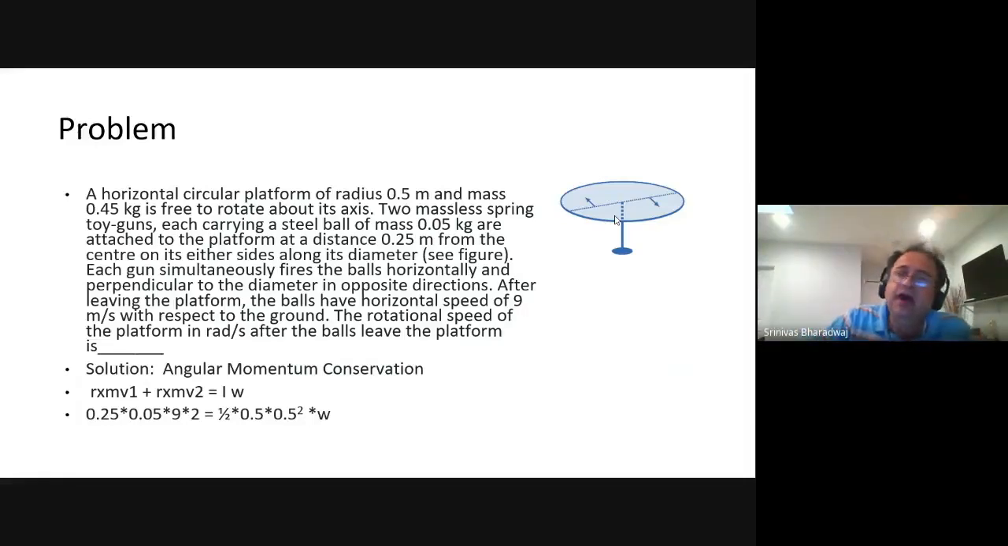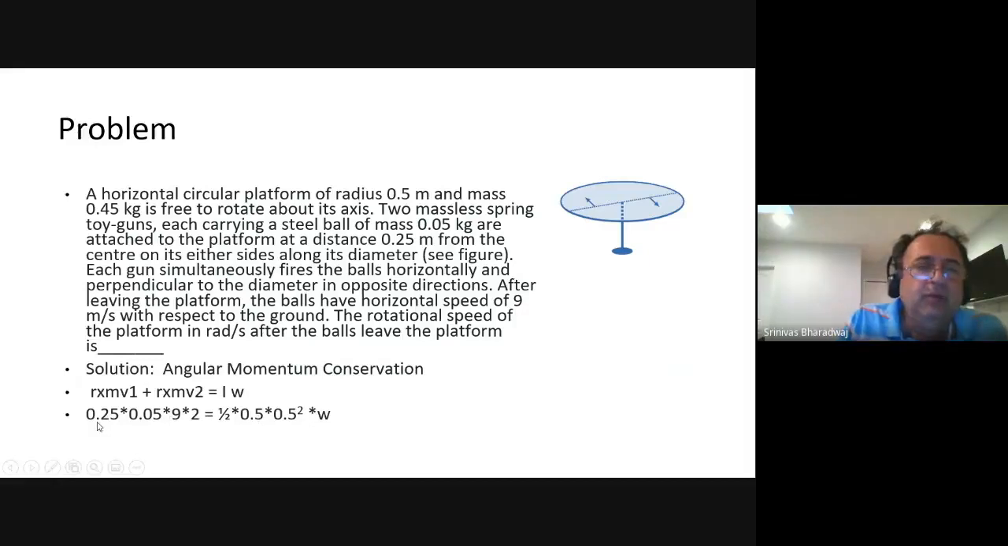Okay. So now R cross mv1 plus R cross mv2 will equal I omega. So he's asking you to calculate omega, right? So what was the basis of all this? The basis of all this was to help you understand how this works, right? I made a mistake here. Nobody saw it, right? It is half m r square, 0.45.